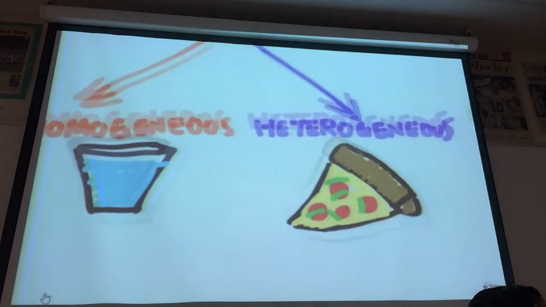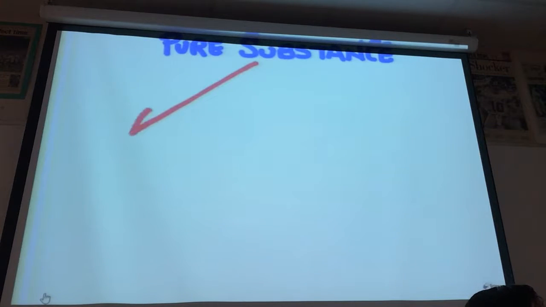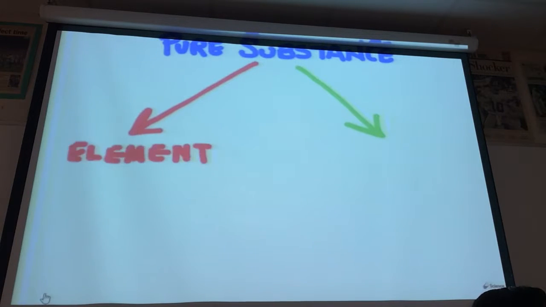Let's now take a look at pure substances. A pure substance can also be separated into two categories. To understand these categories, we must think small, much smaller. The first type of pure substance is called an element. And the second type of pure substance is called a compound.